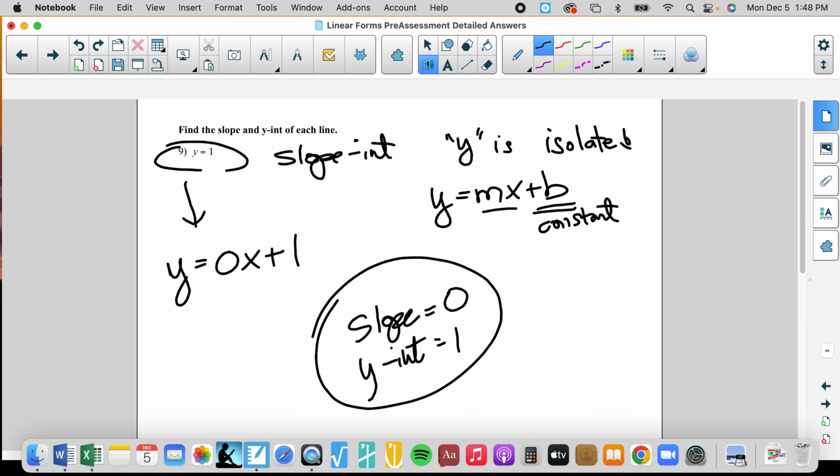I don't have to graph it. It doesn't say graph. It just says find the slope and the y-intercept. So you need to let me know what each of those are for each of these equations.